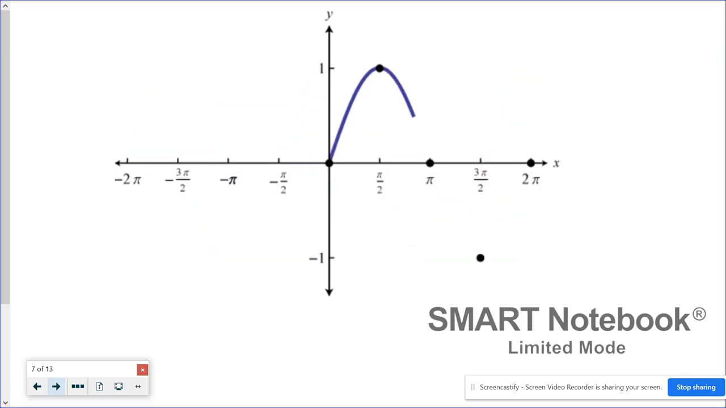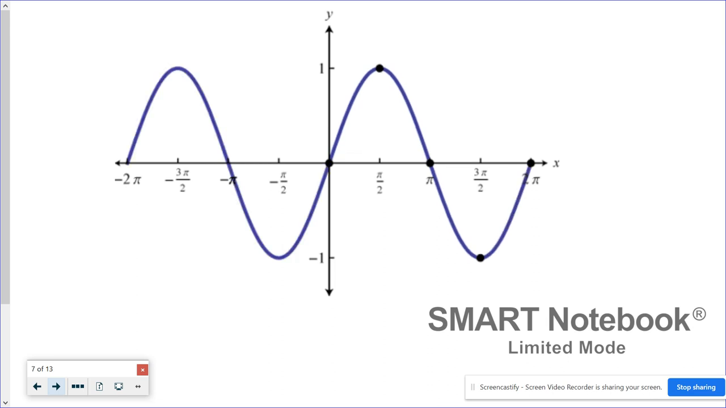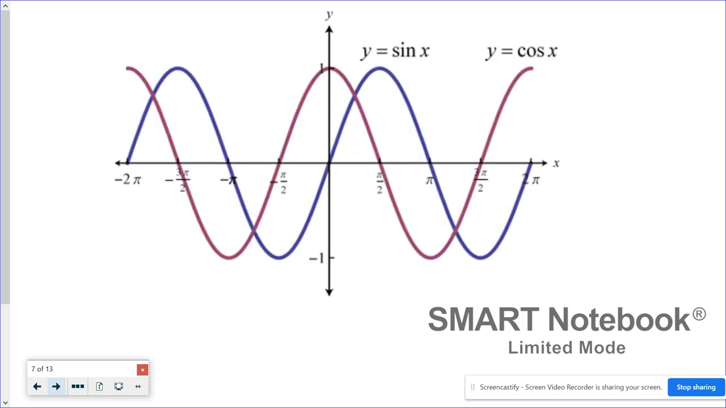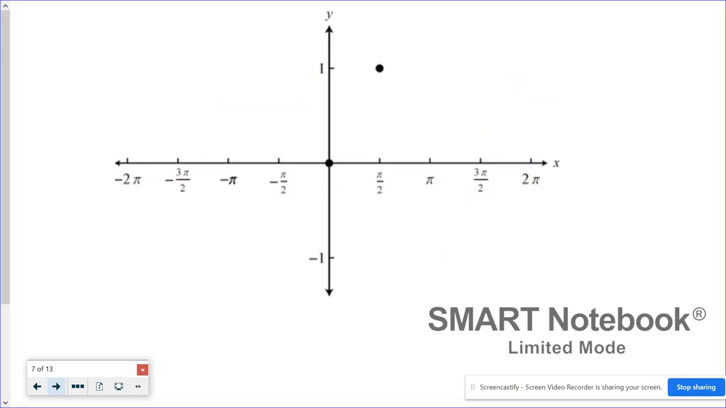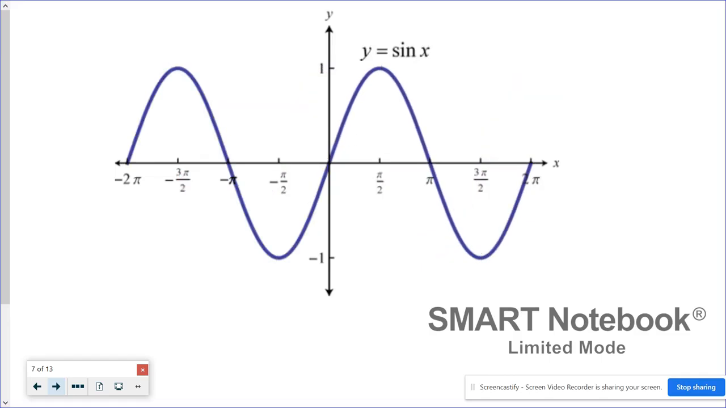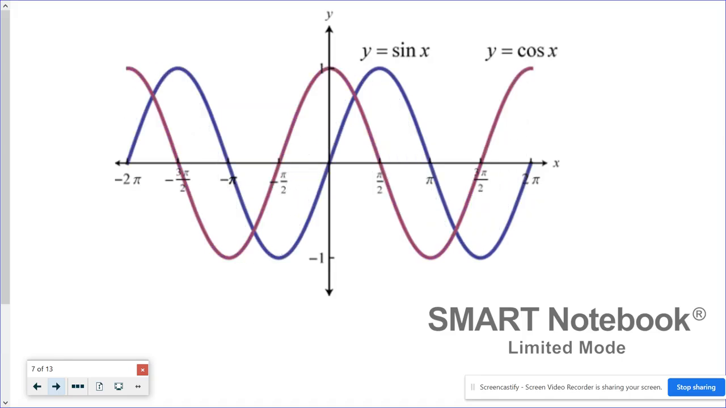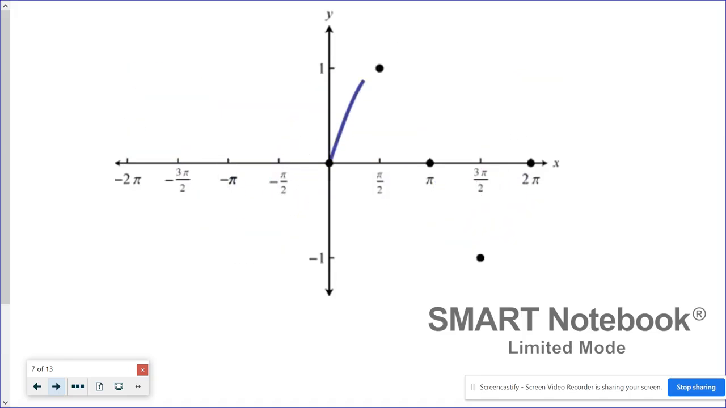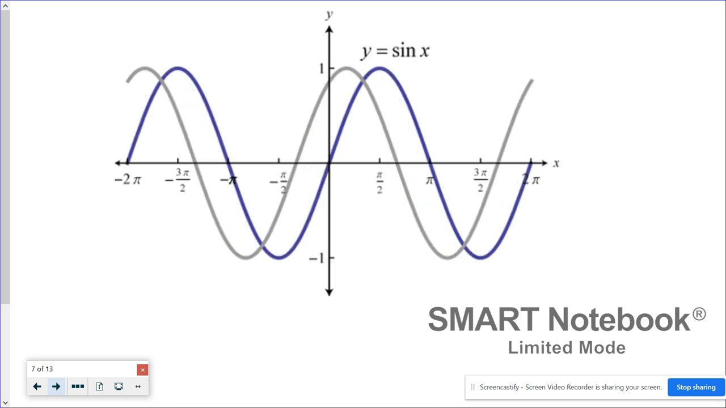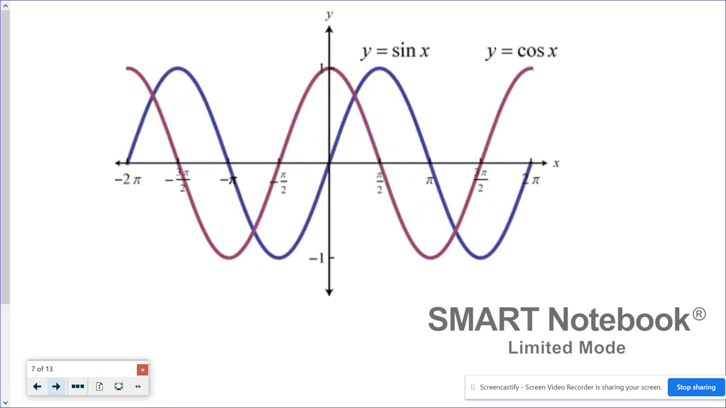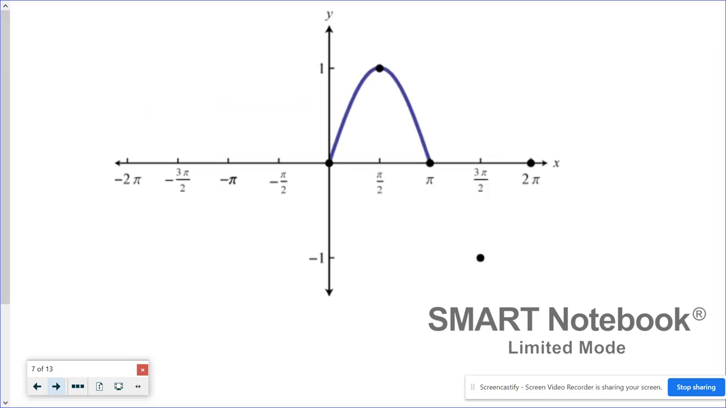So your starting point when you're writing a sinusoidal function given its graph, you can choose your starting point. If your starting point is at the midline, you'll write a sine function. And if your starting point is at the maximum or minimum value, then you're going to have a cosine function.